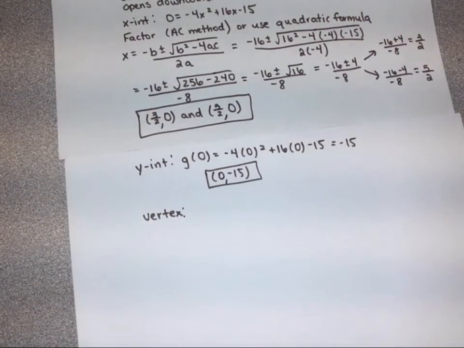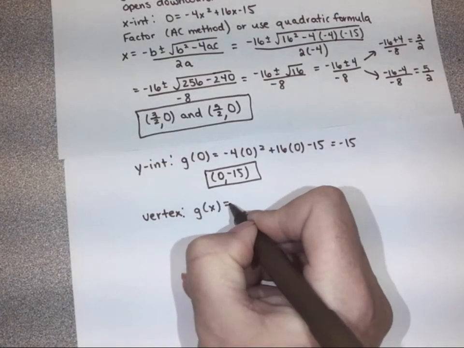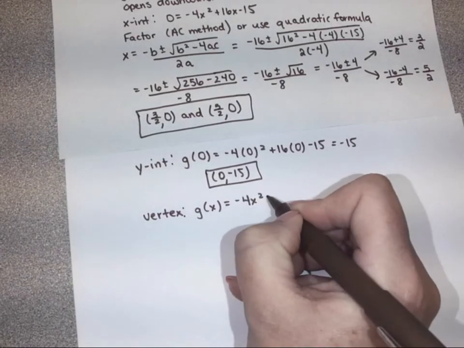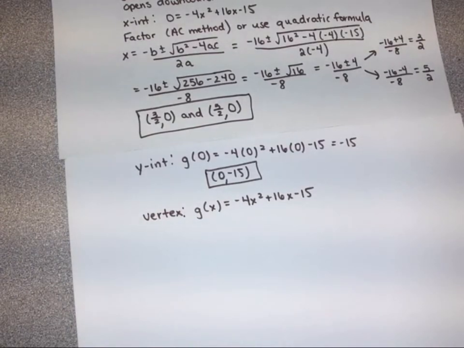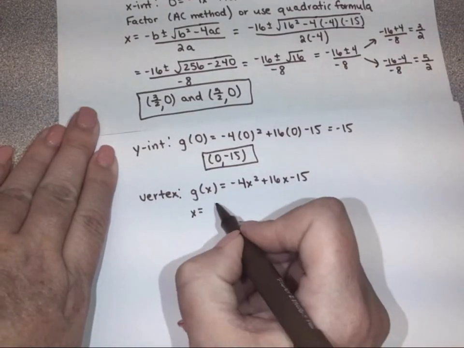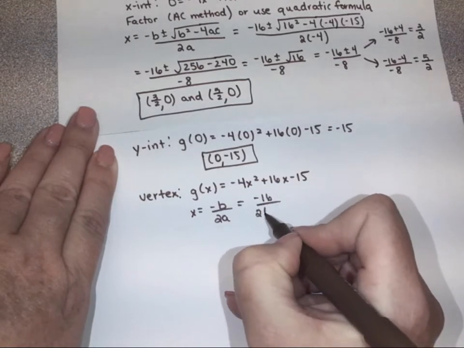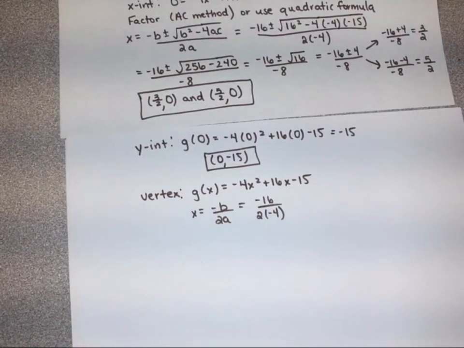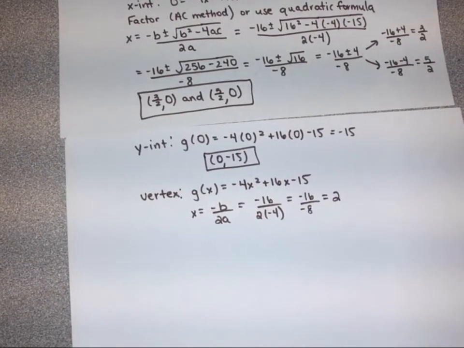Okay, so what about the vertex? Okay, so again, I'm going to rewrite the equation just because it's not really on screen anymore, or it's not about to be anyway. So notice this is not vertex form. Okay, so I just need to use my formula. And what's my formula for x again? Negative b over 2a. So negative b is negative 16, right, over 2 times a. So I'm going to get negative 16 over negative 8, which, what does that reduce to? 2. Okay, so that's not my final answer for a vertex. It's only half of it, right? I still need its y partner.